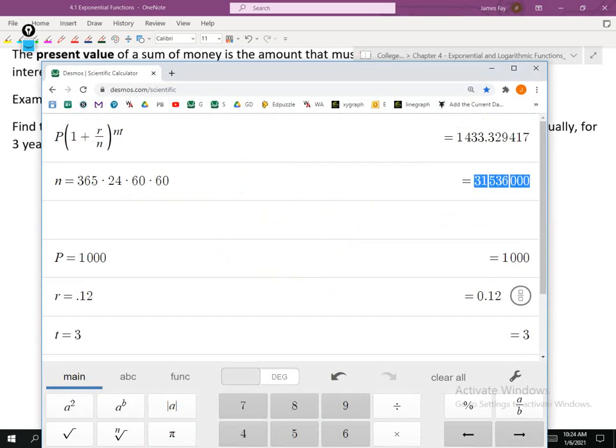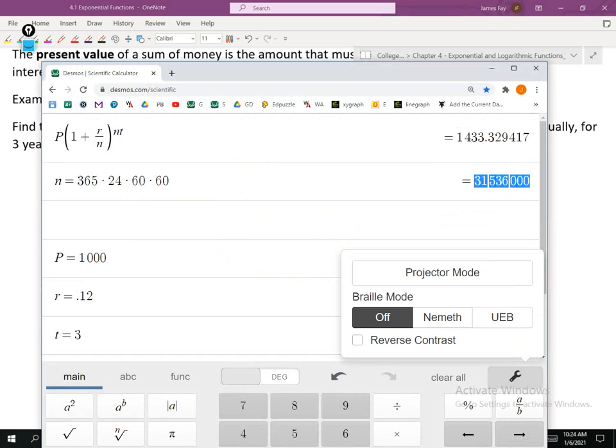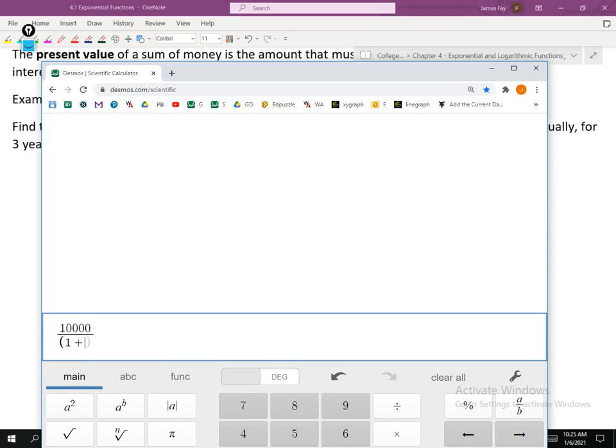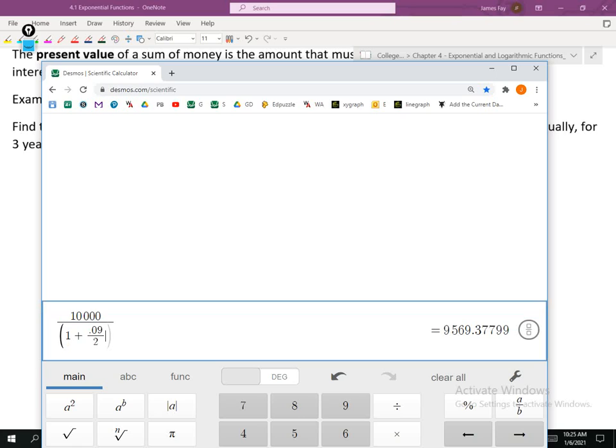So if we take 10,000, divide it by 1 plus 0.09 divided by 2, which is just 0.045 if you want to write it that way, raised to the 6th power, that gives me that number there.